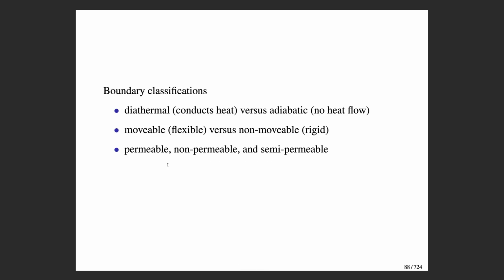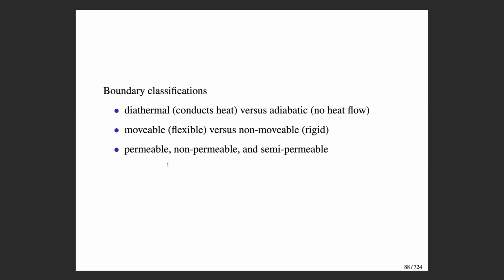We have different adjectives that are used to classify the boundary on this slide as well. So a diathermal wall separating your system and surroundings is one that does conduct heat. Contrast that with an adiabatic wall, which does not allow heat to flow. So an adiabatic wall would be an insulating wall. The terms movable and non-movable, or flexible and rigid, are different types of walls that are important for the flow of energy associated with doing work. For example, when you have a movable wall, that means that your system can do work on your surroundings, or your surroundings can do work on the system. But if the walls of the container are rigid, then you cannot do any work.